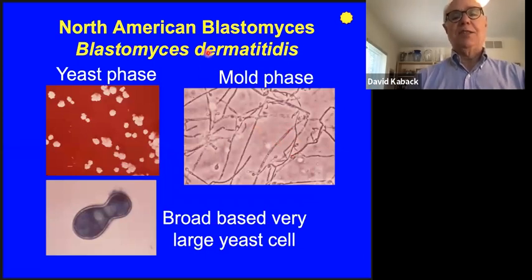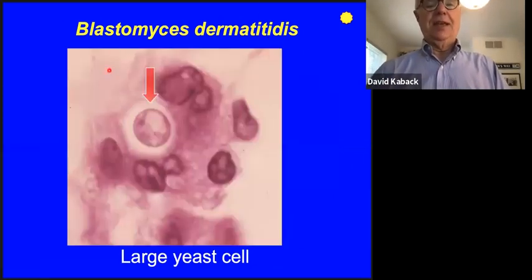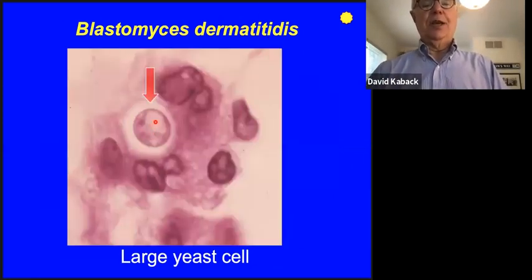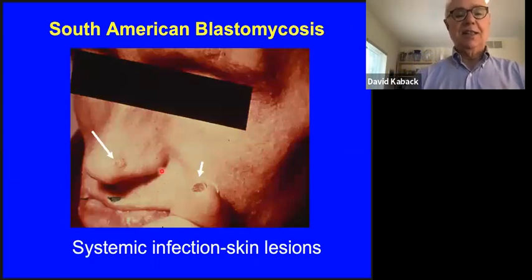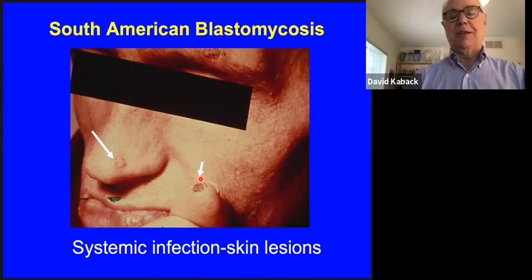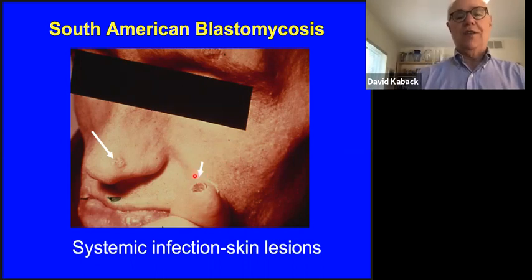Okay, Blastomyces dermatitidis. Again, the syndrome is very similar to histoplasmosis. Here's that big yeast growing in a clinical sample from a lung. South American blastomycosis is very similar again, with skin lesions associated with systemic infections. Obviously, if it gets into an organ, it can be quite lethal, causing organ failure. All of that's true for all of these.